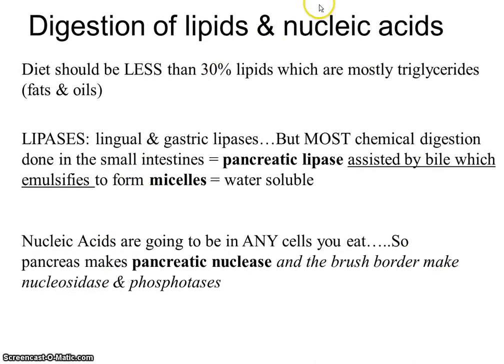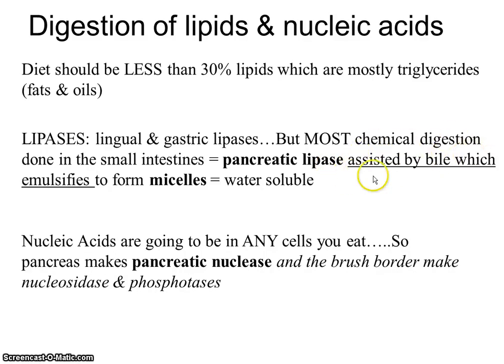Lipids and nucleic acids. Lipids should be less than 30% of your diet, and they are mostly triglycerides, and we suggest unsaturated fats as well. Lipases: there's a lingual lipase, and we didn't mention much about this because it doesn't do a lot of digestion for us, but there's a lipase made by the tongue and by the stomach. But they really work on very special short-chain fatty acids. Most of your dietary fats are long-chain, and so it's really the pancreatic lipases that do most of the breakdown of your dietary fats.